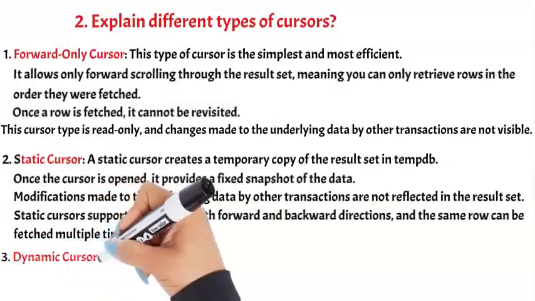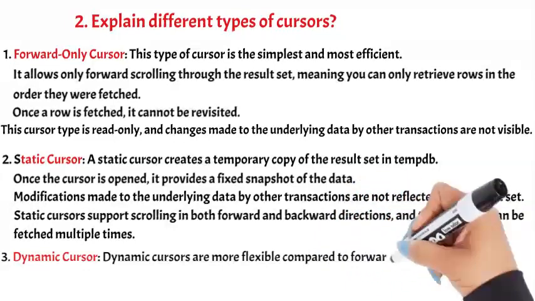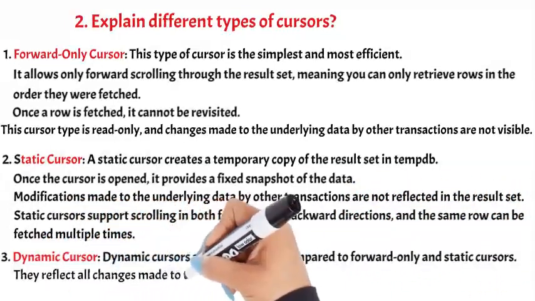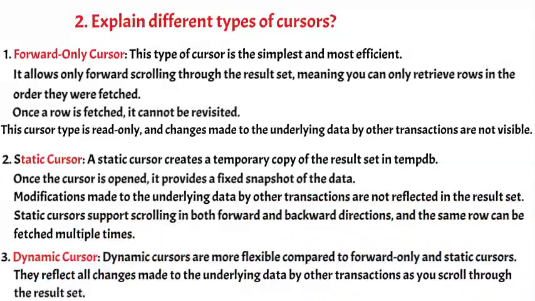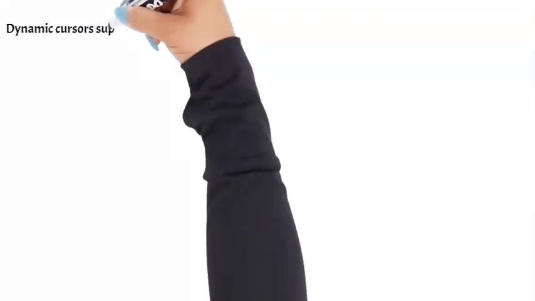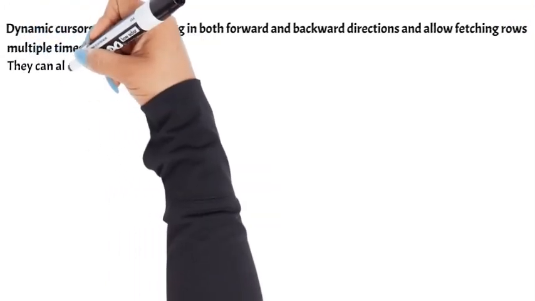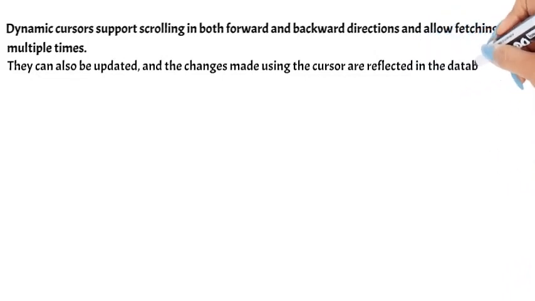3. Dynamic cursor. Dynamic cursors are more flexible compared to forward-only and static cursors. They reflect all changes made to the underlying data by other transactions as you scroll through the result set. Dynamic cursors support scrolling in both forward and backward directions and allow fetching rows multiple times. They can also be updated, and the changes made using the cursor are reflected in the database.